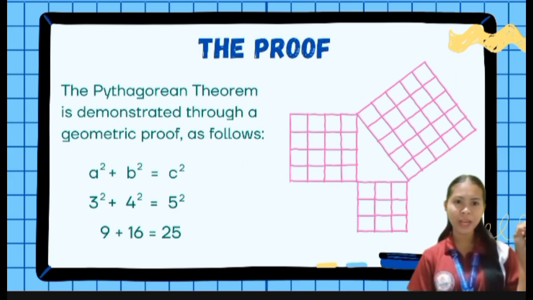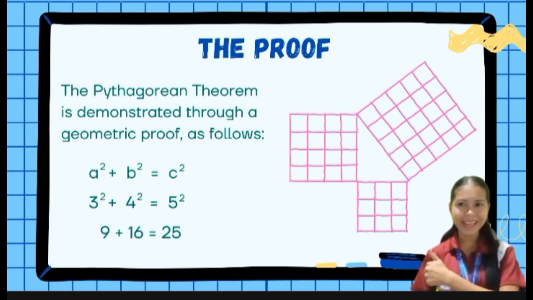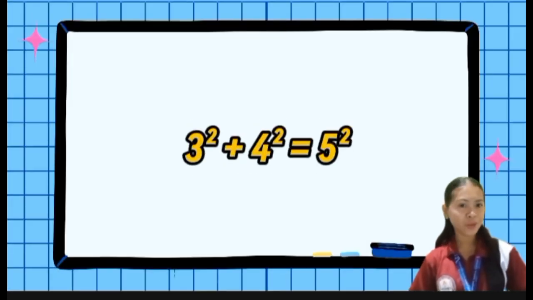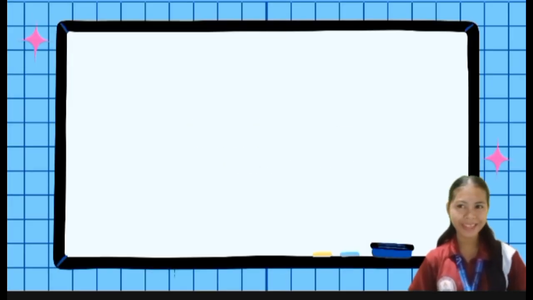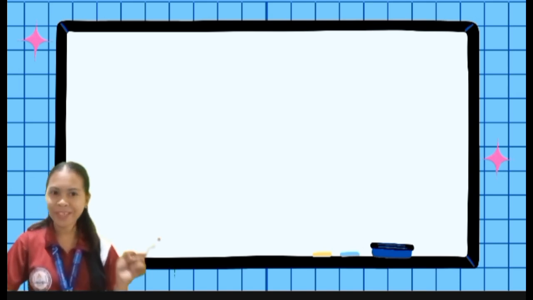So how can we prove that? Here's a proof on how it works. Did you see the figure beside me? The image demonstrates a geometric proof of the Pythagorean theorem, explaining how the diagram visually represents the theorem, and how the equation 3 squared plus 4 squared is equal to 5 squared. Here's a short clip for you to understand.